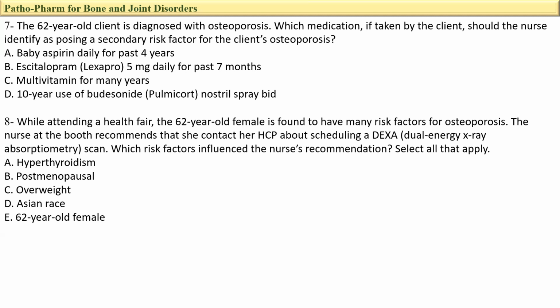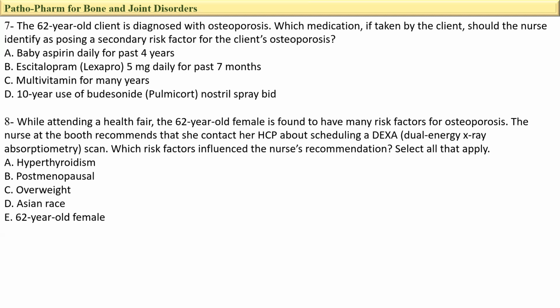Too much thyroid hormone can cause bone loss. You can refer to the hyperthyroidism and see the association between hyperthyroidism and calcium. The estrogen levels decrease at menopause, and this decrease is one of the strongest risk factors for osteoporosis. So estrogen decrease is one of the strongest risk factors for osteoporosis.